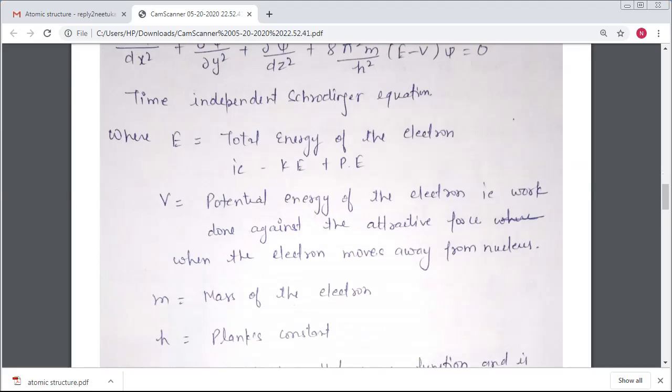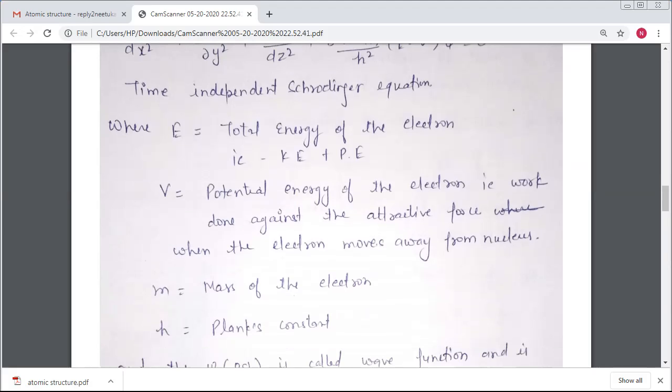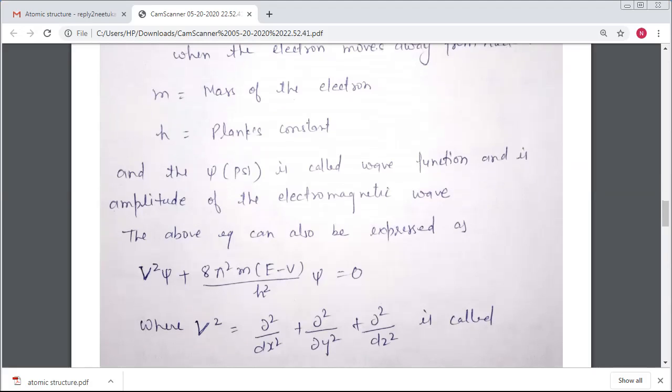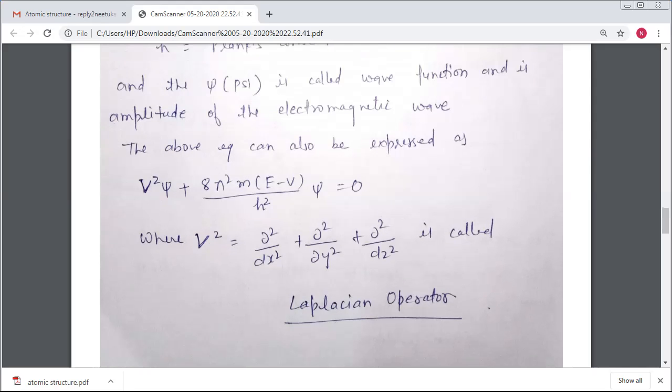We have already discussed the terms. E is the total energy, V is the potential energy, m is the mass of the electron, and h, everybody knows, is the Planck constant. And one important point is psi, the wave function, which is the amplitude of the electromagnetic wave.